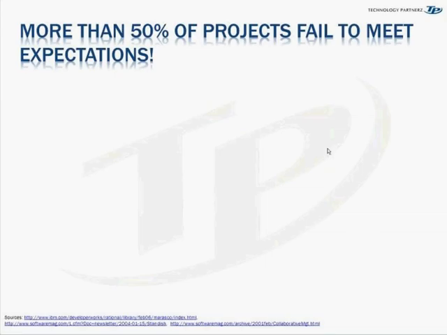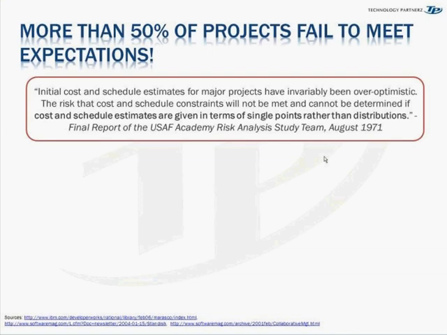So more than 50% of projects fail to meet expectations. An interesting quote, which has been around for almost 40 years, basically states that initial cost and schedule estimates for major projects have invariably been over-optimistic. The risk that cost and schedule constraints will not be met cannot be determined if cost and schedule estimates are given in terms of single points rather than distributions. So this was from a report from the U.S. Air Force in 1971. So what we're talking about is nothing new. It is recognized by the PMI, and it is best practice.